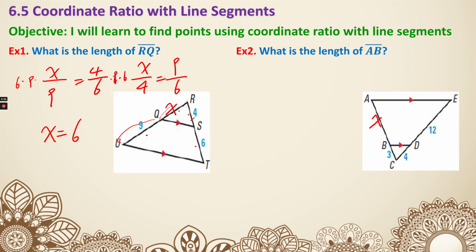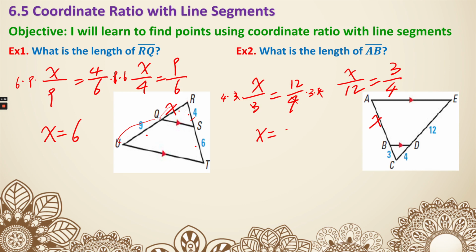Example 2, say that's your x. There are two different ways to set it up. I can use the left side, so x over 3, and the right side, 12 over 4. Or you can do left over right, so x over 12 is the same as 3 over 4. In that case, I can multiply both sides by 12. In the first setup, I need to multiply both sides by 3 to get rid of the 3, then multiply both sides by 4 to get rid of the 4. That's going to give you x equals 9.